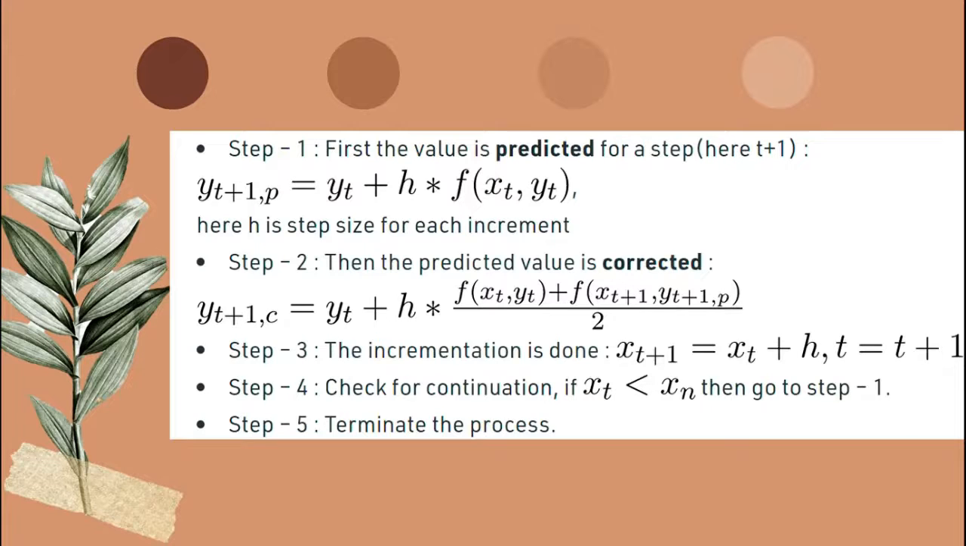In step 3, the incrementation is done: x sub t plus 1 equals x sub t plus h, t equals t plus 1. For step 4, check for continuation. If x sub t is less than x sub n, then go to step 1. For step 5, terminate the process. In this method, the average slope is used, so the error is reduced significantly. Also, we can repeat the process of correction for convergence. Thus, at every step, we are reducing the error by improving the value of y.